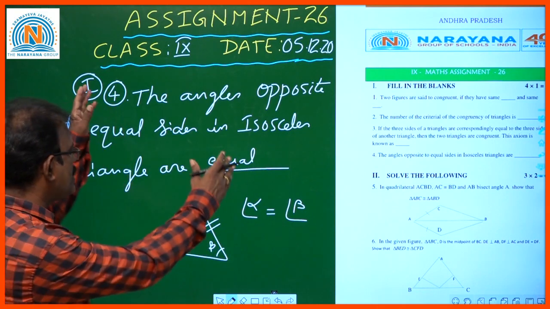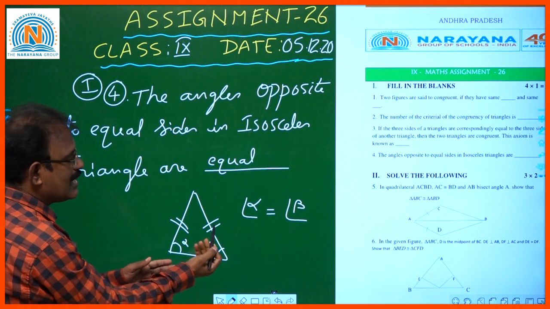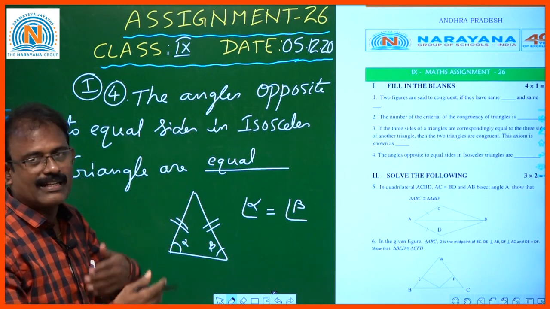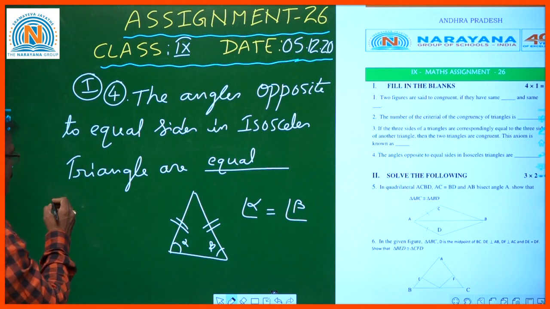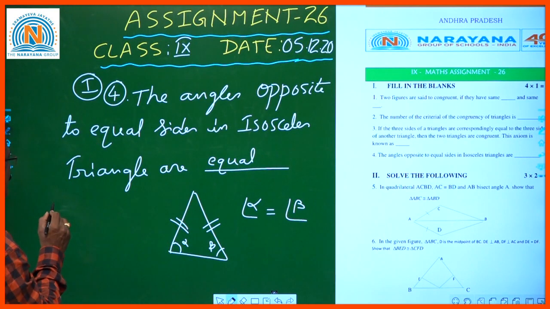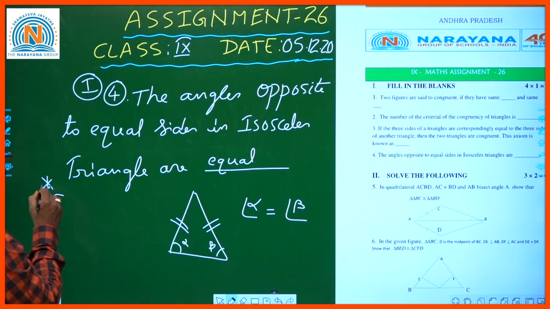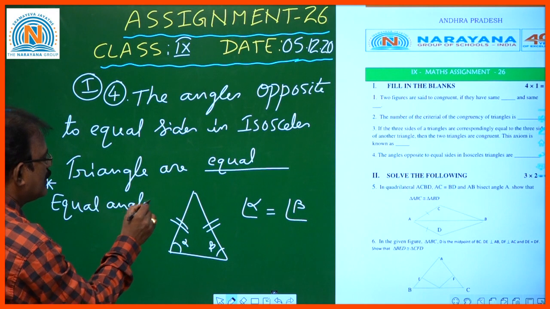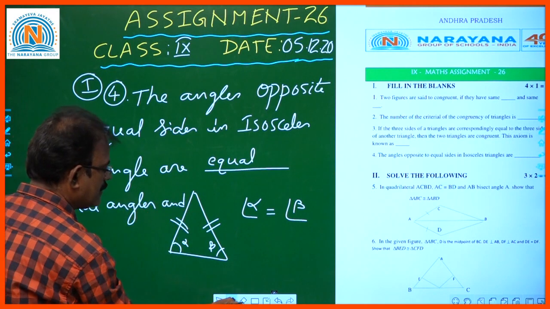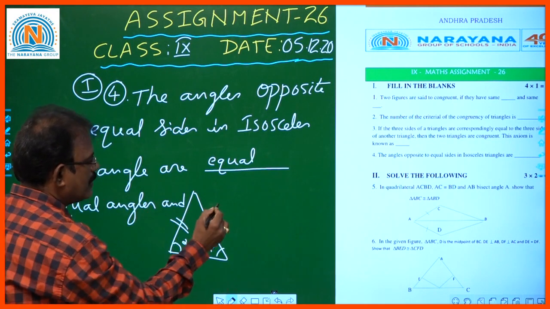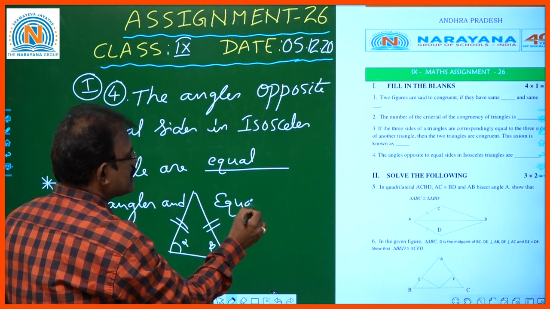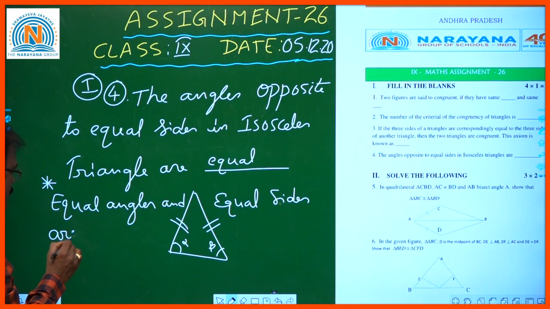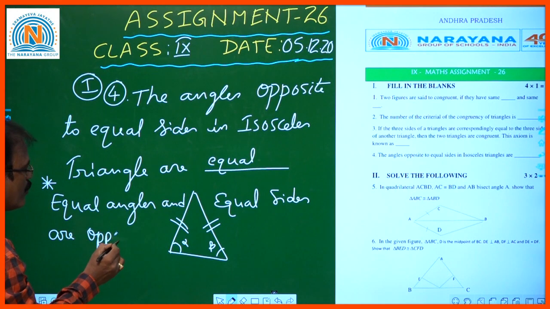That means from this we can say equal angles and equal sides are opposite to each other. From this we can prepare one kind of corollary: equal angles and equal sides are opposite to each other.